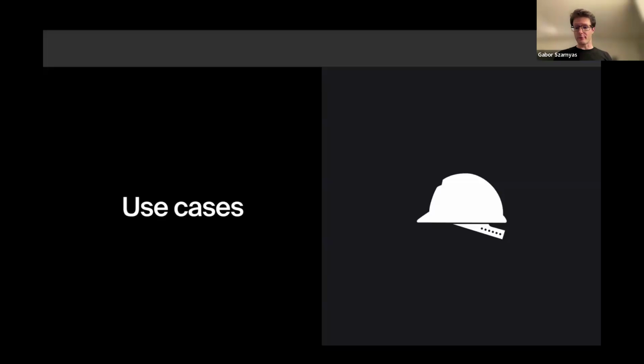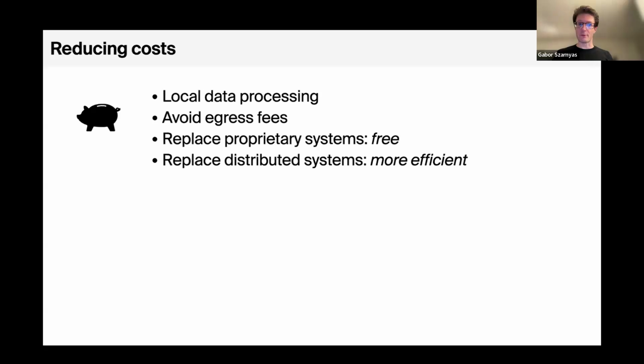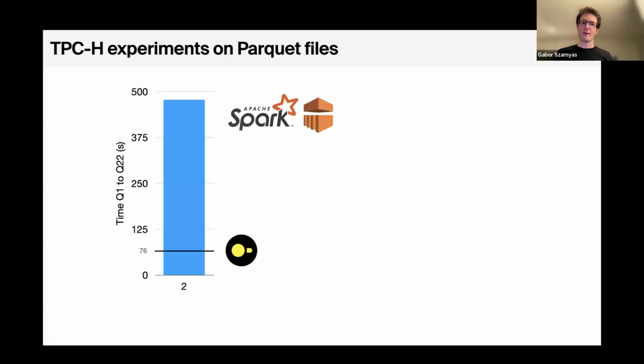So what do people use DuckDB for? I will be blunt and I will say mostly reducing costs. People just do local data processing instead of using a Spark cluster or using an expensive cloud data warehouse. They just perform things in-house. And DuckDB is free because it's an open source system, and it's also very efficient because it's a single node system. We ran a couple of experiments against Apache Spark and found that if you take the TPCH workload, which is a well-known database workload, you will have an 8x difference between Spark and DuckDB if you run them on the same amount of nodes.